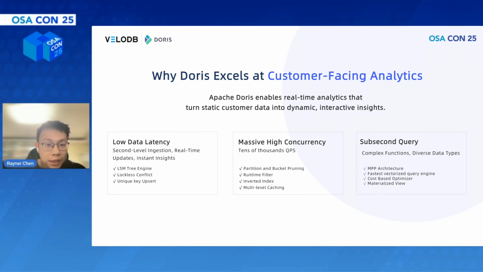And the second one is massive high concurrency. We can achieve sub-second query performance and handle tens of thousands of QPS. This is powered by our MPP architecture, the fastest vectorized query engine, the cost-based optimizer, and the materialized view. And the third one is acceleration. We use all the tricks in the box, like partition and bucket pruning, the runtime filter, the inverted index, and multi-level caching to accelerate your query speed.